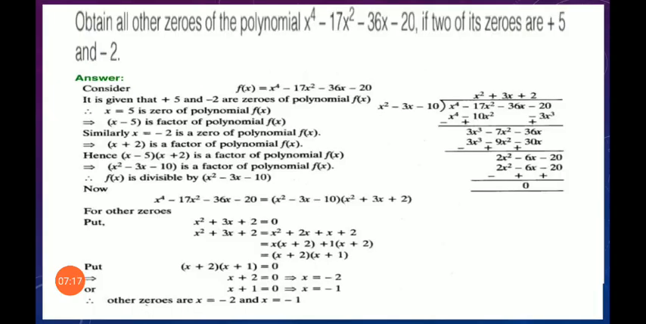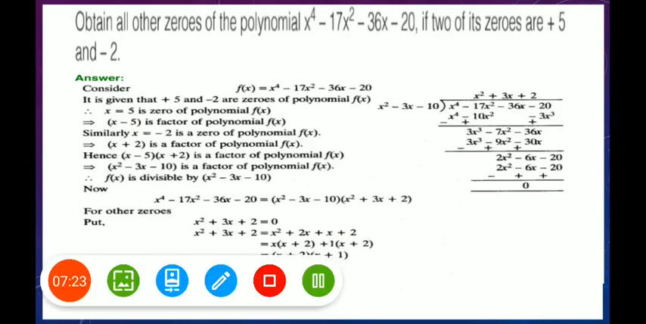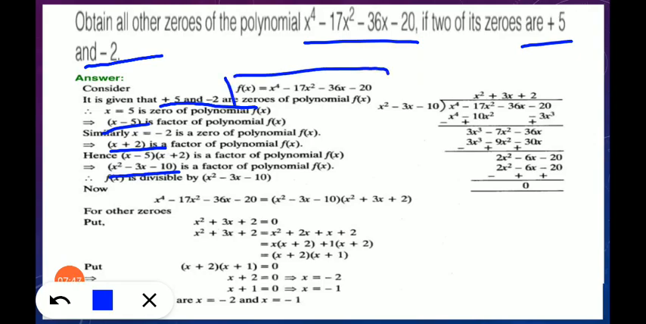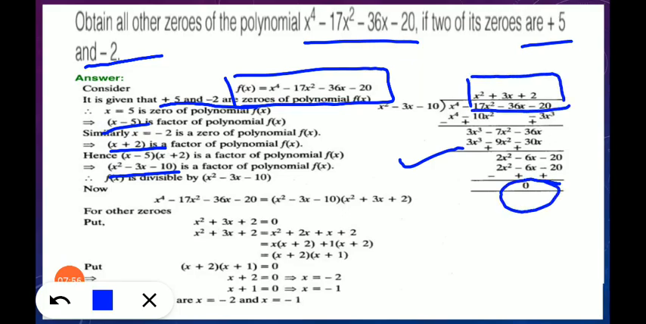Obtain all the zeros of the polynomial x to the power 4 minus 17x square minus 36x minus 20, if two of its zeros are 5 and minus 2. We know that if 5 and minus 2 are zeros, then x minus 5 and x plus 2 are factors of the polynomial. And if they are the factors, their product, that is x square minus 3x minus 10, is also a factor of the given polynomial f(x). We will divide. After dividing, we will get remainder 0, and here we will get quotient x square plus 3x plus 2.